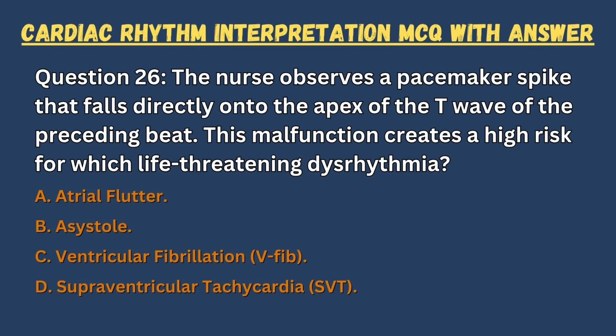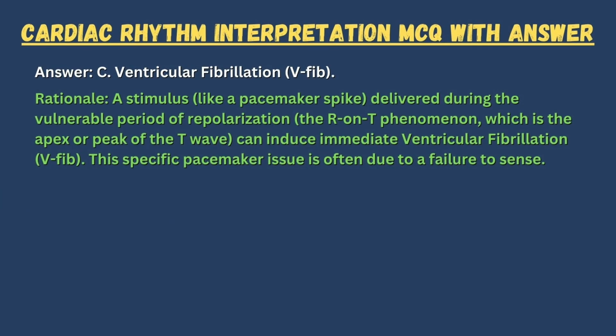Question 26. The nurse observes a pacemaker spike that falls directly onto the apex of the T wave of the preceding beat. This malfunction creates a high risk for which life-threatening dysrhythmia? A. Atrial flutter. B. Asystole. C. Ventricular fibrillation, V-Fib. D. Supraventricular tachycardia, SVT. Answer: C.